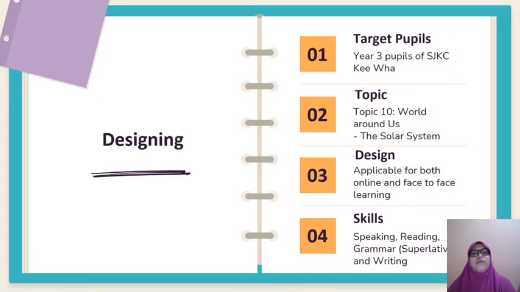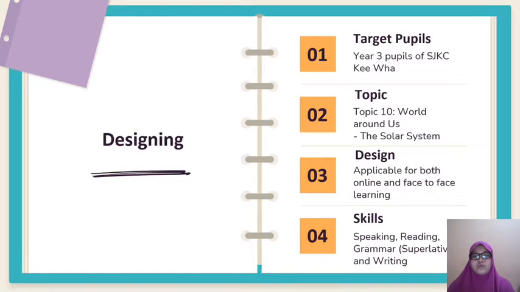Okay, let's move on to the first part, designing. While designing the lesson plan, first is the target pupils. In this lesson, the target is Year 3 pupils of SJKC Kihwa. The second thing is the topic. The topic is Topic 10, World Around Us, with a subtopic which is the solar system.